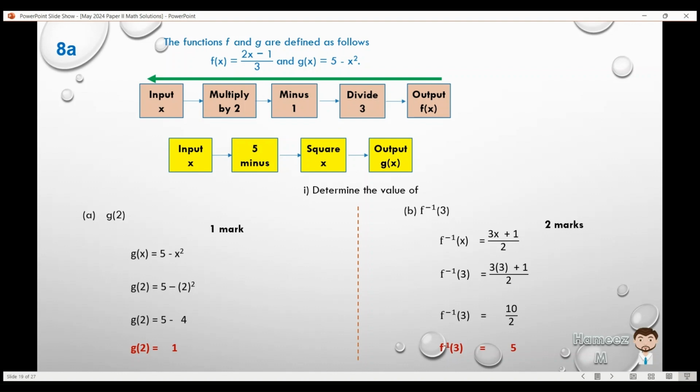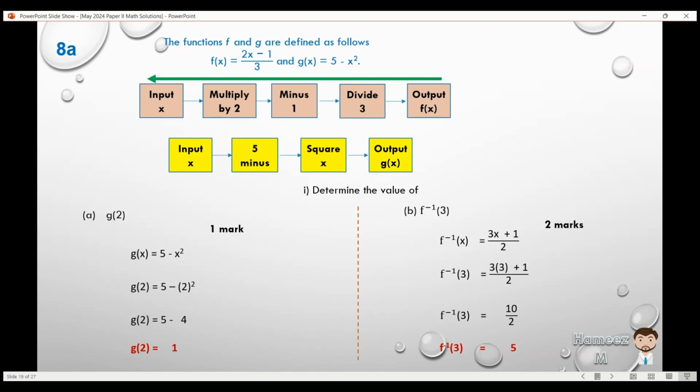And if you want to check it back, we can take it and substitute into the f of x function, with 5 on the left-hand side. And if we move to the right, we should end up with the answer 3, because we're going in the original direction. So if the input is 5, multiply by 2, 5 2s are 10, minus 1, 10 take away 1 is 9, 9 divided by 3 is 3. So when the input is 5, the output is 3.